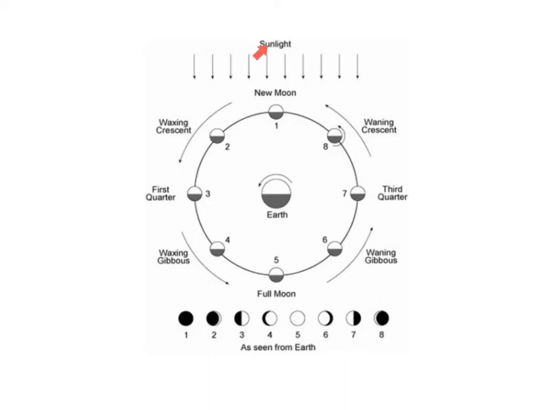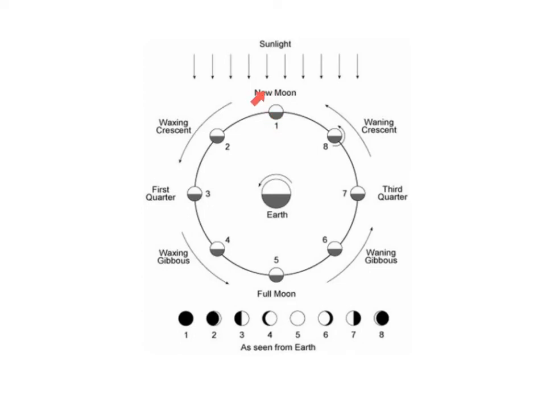Here you can see that the sunlight is right here, so the sun is shining this way. We would be on Earth's surface here looking at the moon. The sunlight would be shining on the backside of the moon. So from our perspective, we would see a new moon, which would look black in the sky, non-illuminated. So this is considered to be position 1, new moon.